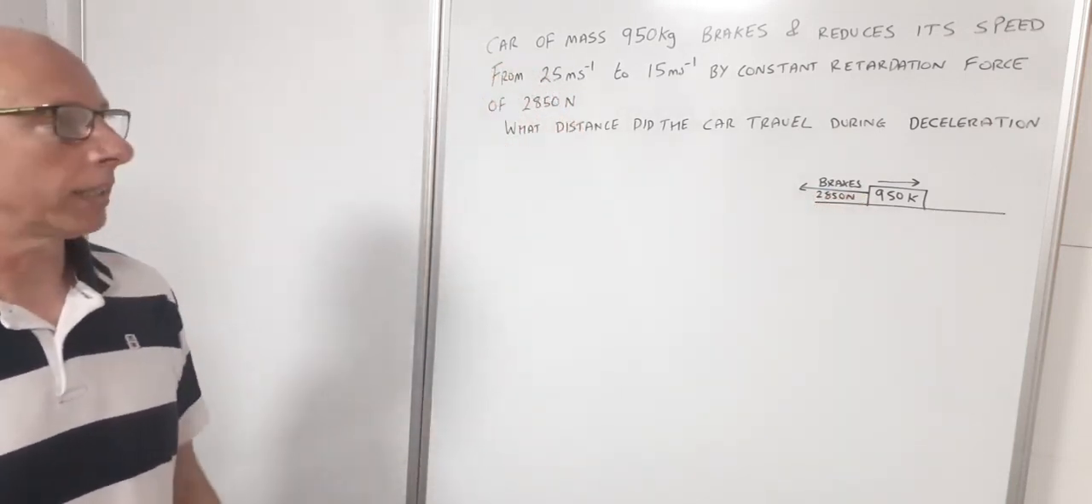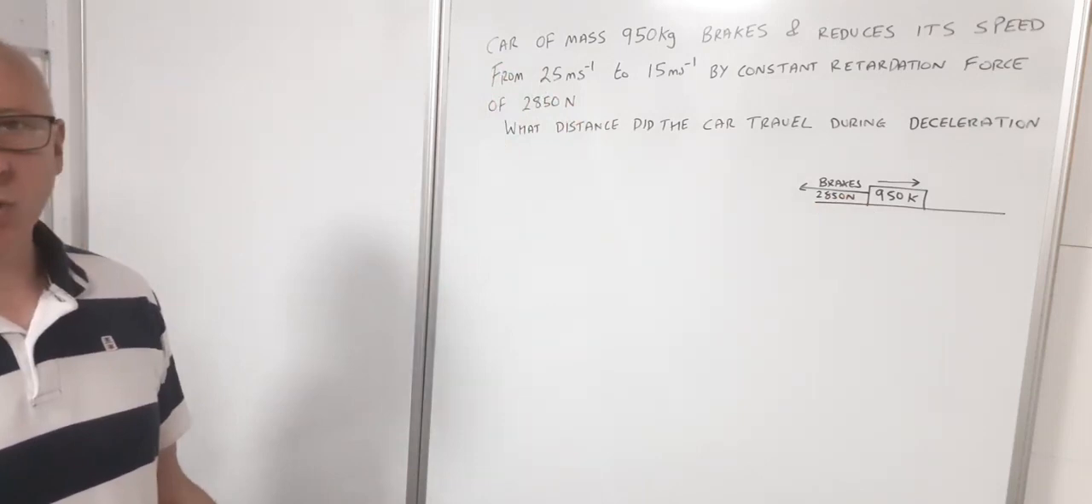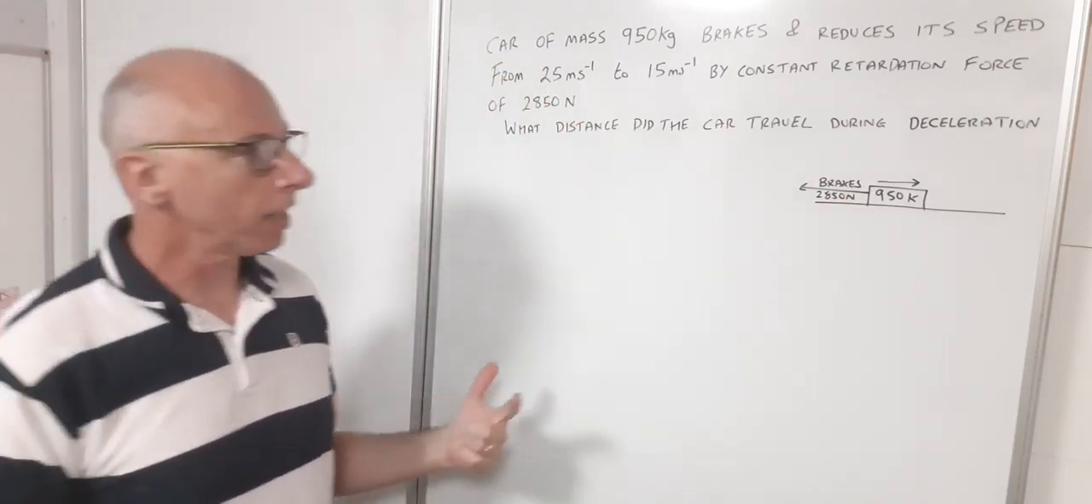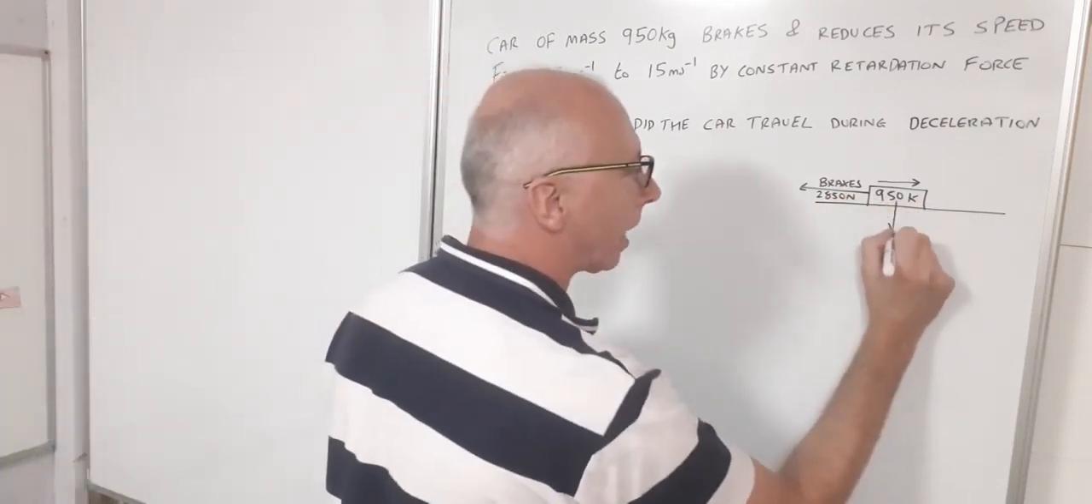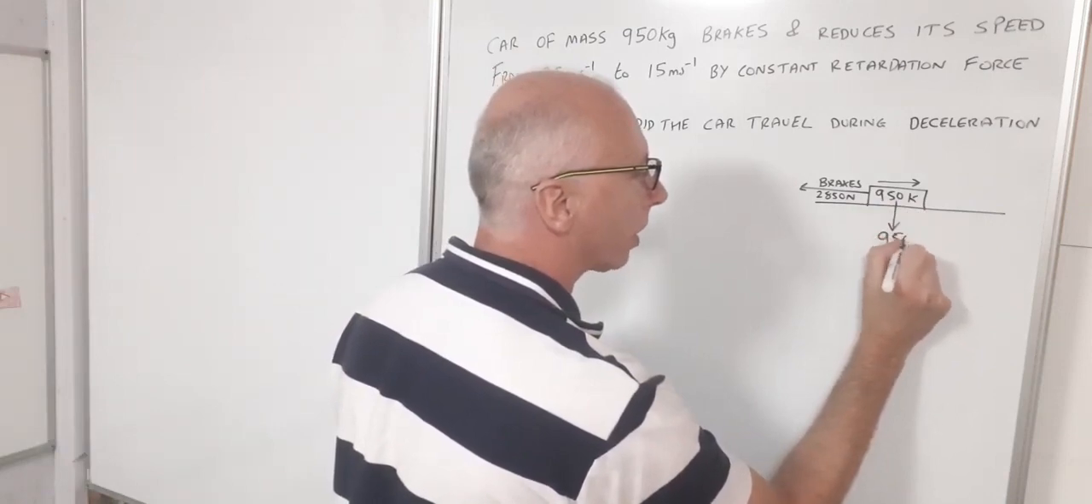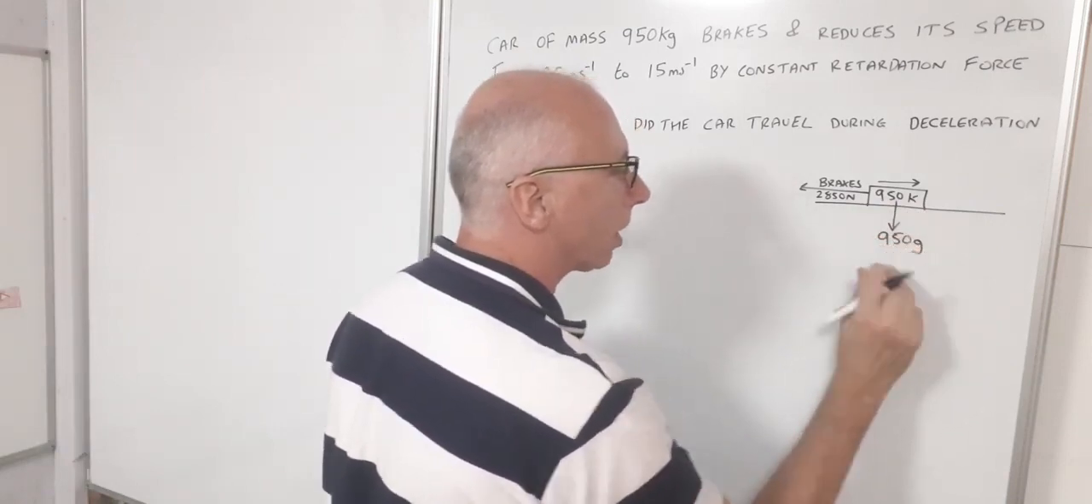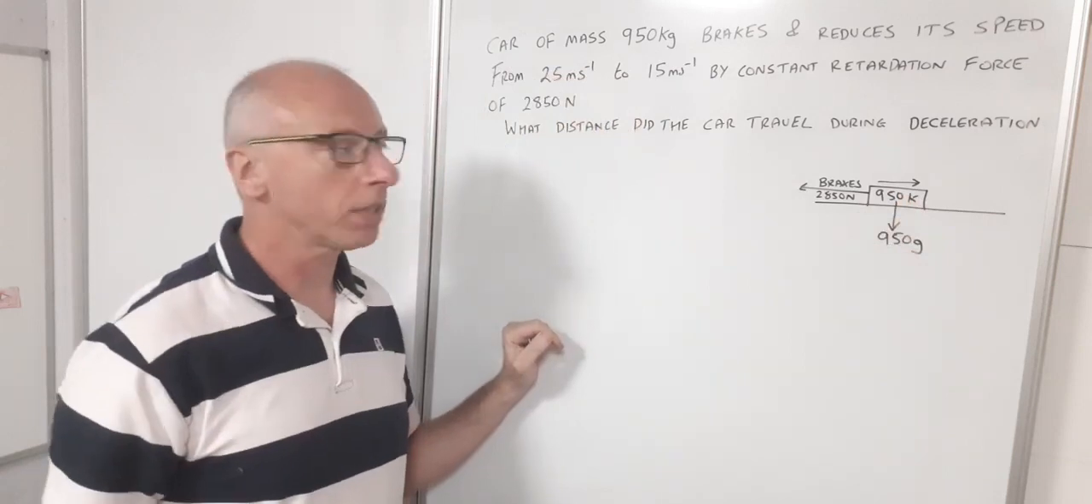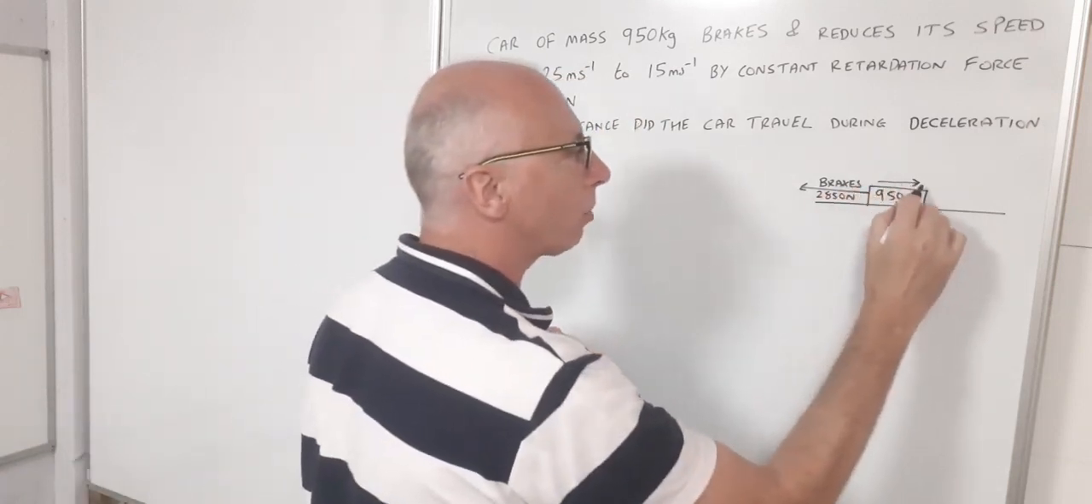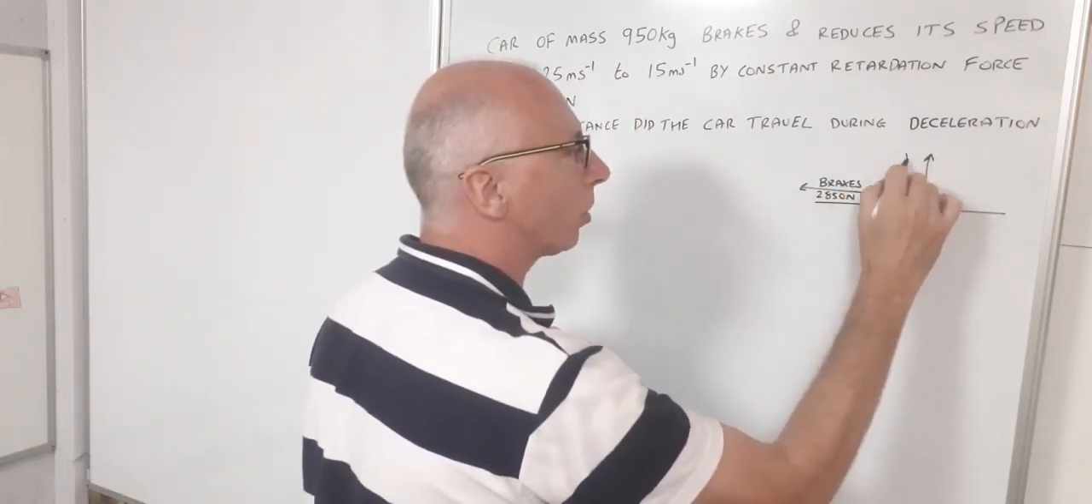Okay, right. Now, the other forces that will apply there are the forces of gravity. So we'll have the force acting downwards on the car, which would be 950 g, so 950 kilograms times the acceleration due to gravity. And the force in the upwards direction will be the normal force.